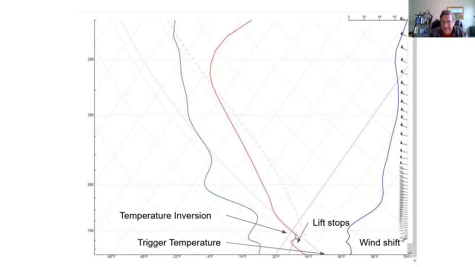So if this line here, let me see if I can annotate this a little better. So if this line here were to come down at the adiabatic rate, it would have to hit right about there. And then this temperature inversion would be gone and thermals could start.